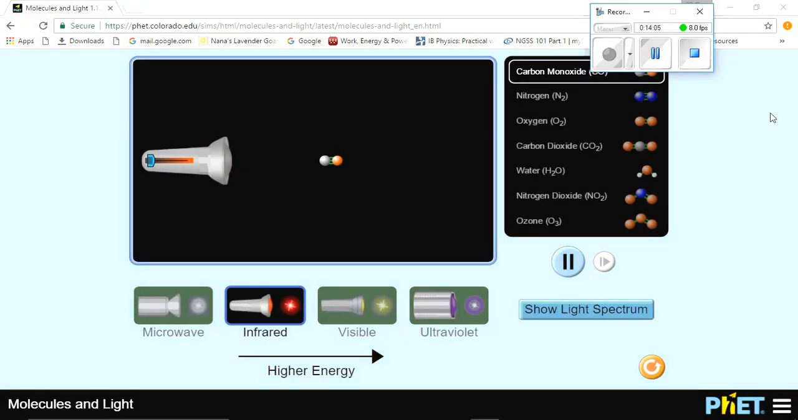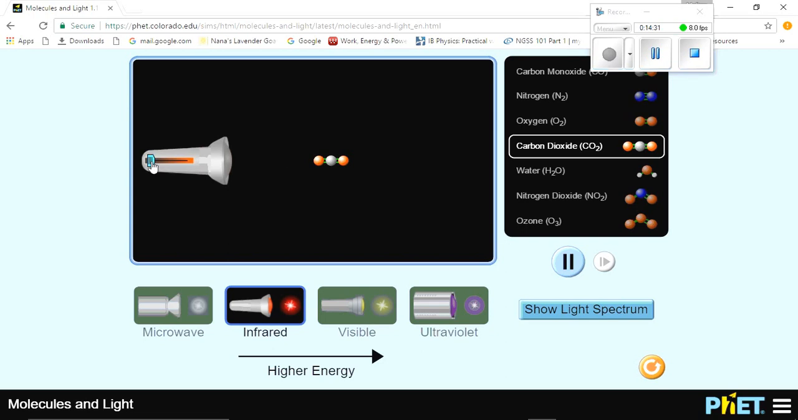So here we have a simulation where we've got different types of greenhouse gases and their molecular structure. Here's carbon monoxide, not the most common greenhouse gas, but it's on the simulation. Nitrogen gas, oxygen gas. Then here's the main culprits of global warming: carbon dioxide, water, nitrogen dioxide, ozone. Let's start with carbon dioxide.